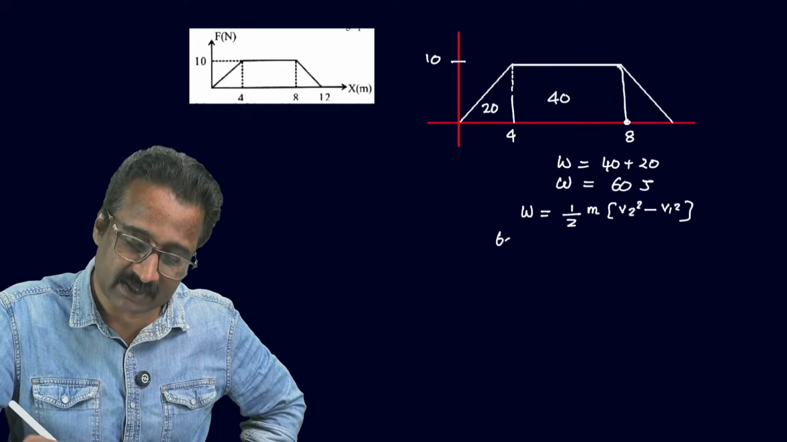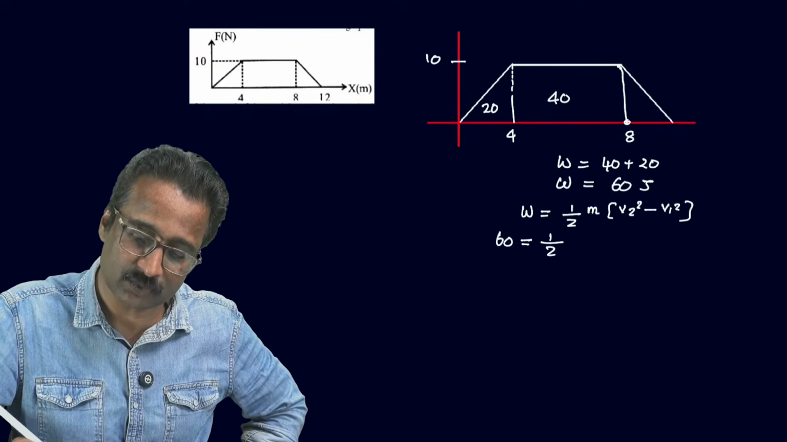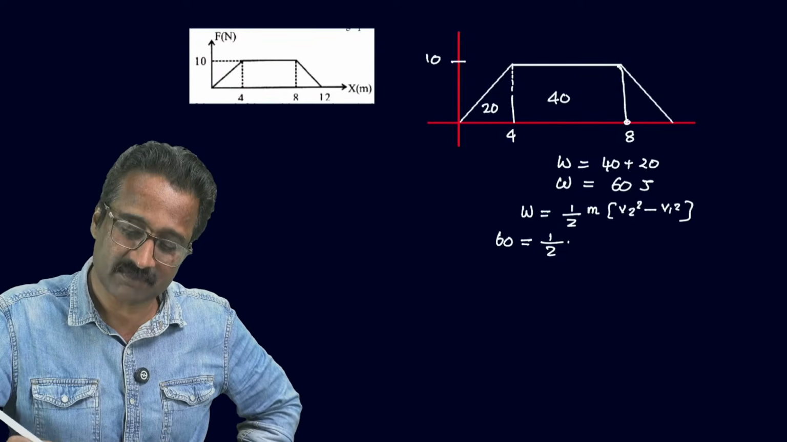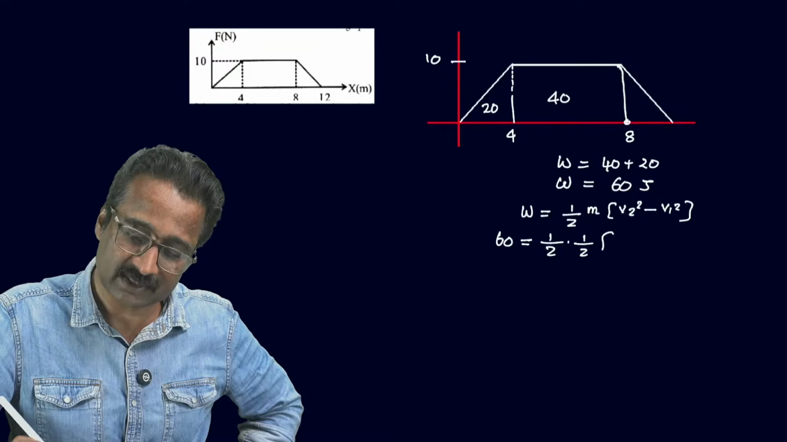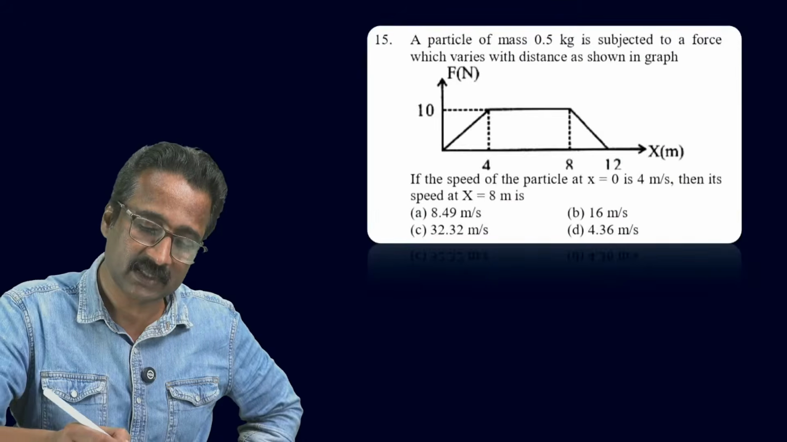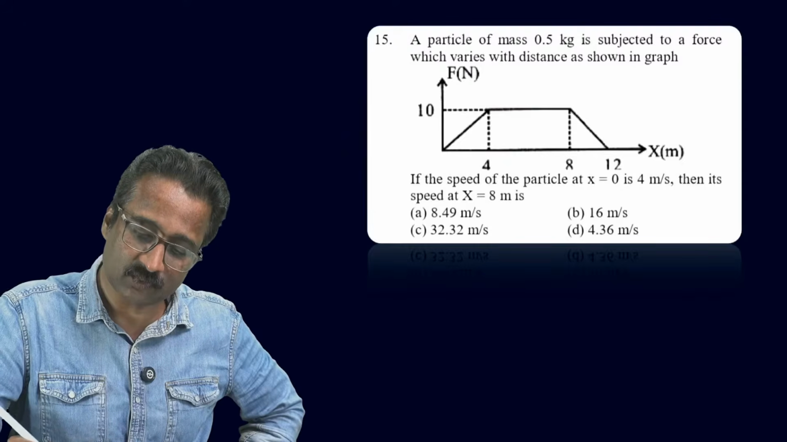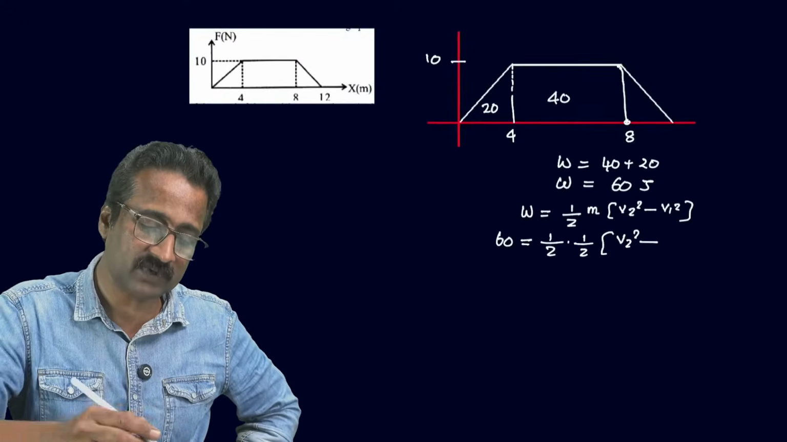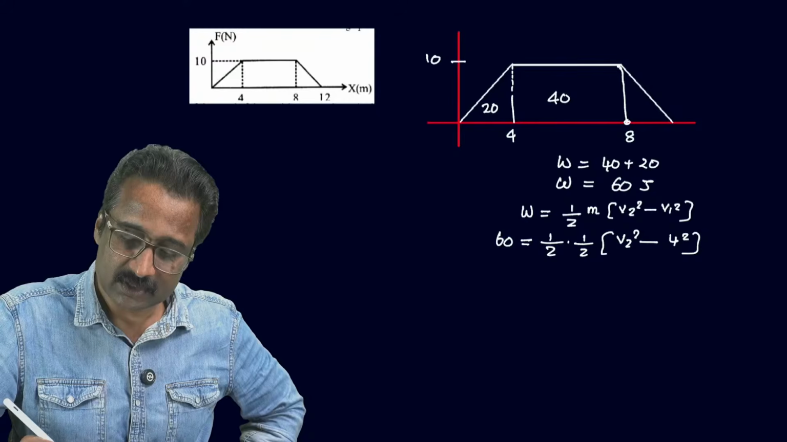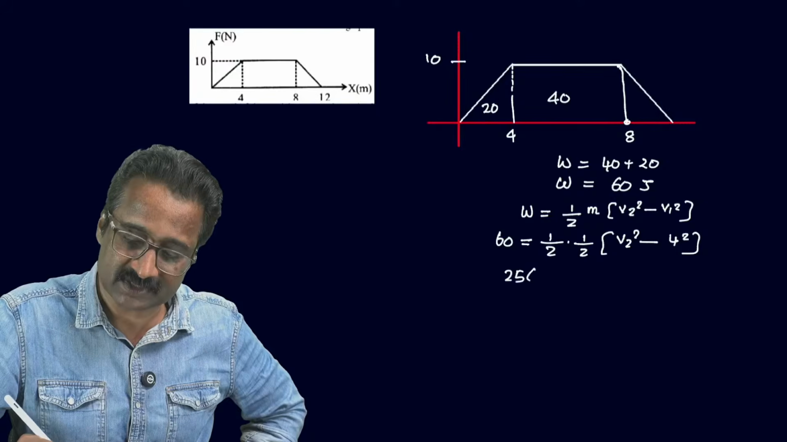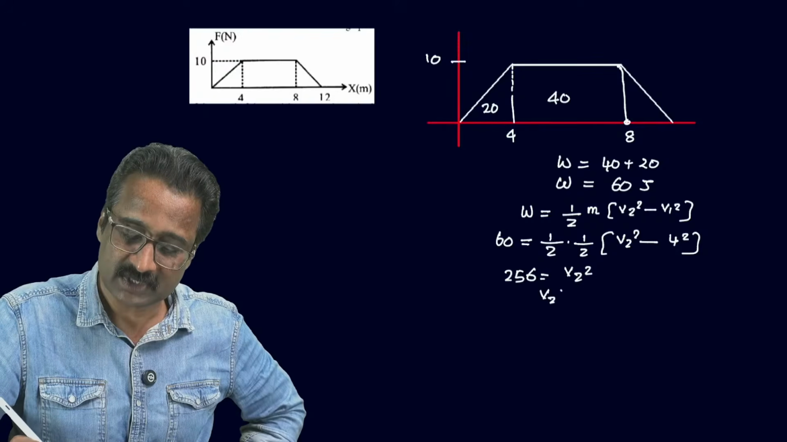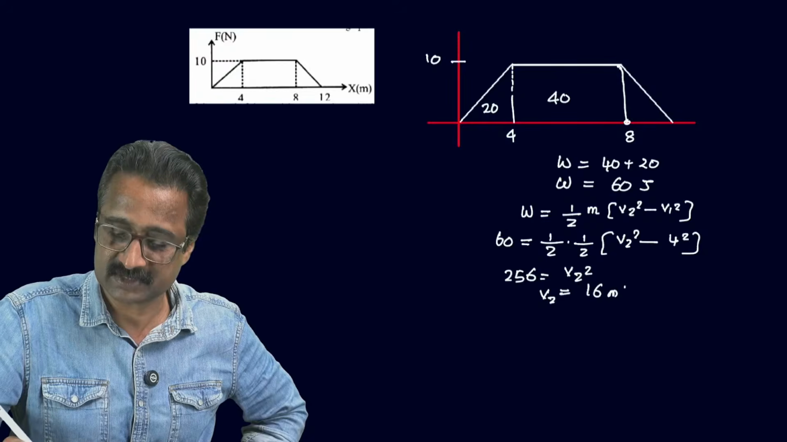Okay, here is my calculation now. 60 is equal to half into, now in the question, m is said to be 0.5 kg. 0.5 kg means another half kg. That into v2 is to be determined, minus v1 squared. They clearly say that initial velocity was 4 meter per second. So v1 was 4. So that is into 4 squared. Okay, 240 plus 16 is 256. 256 is equal to v2 squared. You'll get v2 by taking square root. You'll get v2 as 16 meter per second.